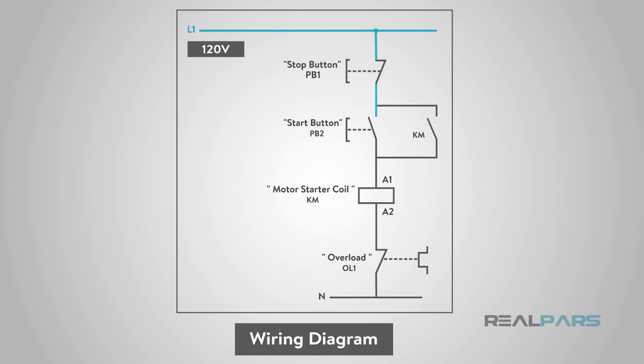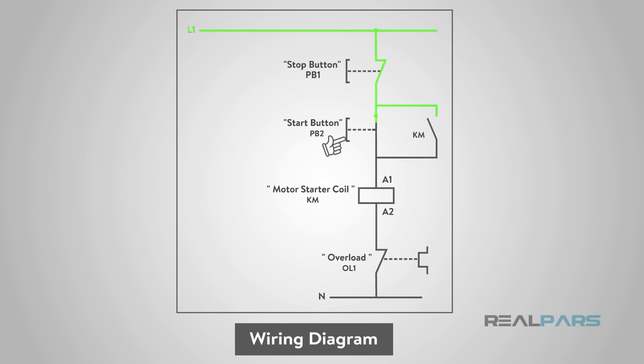From the other terminal on PB2, a wire connects to the A1 terminal on the motor starter coil. The A2 terminal runs to the normally closed overload auxiliary contact. The next wire runs from the other overload terminal to neutral. The next line down shows how a motor starter stays energized. One wire needs to be connected to the input terminal of the start push button. It will run to one terminal of the auxiliary contact set on the motor starter. This ensures power is on the auxiliary contact. The second terminal of the auxiliary contact is connected to the output side of the start push button.